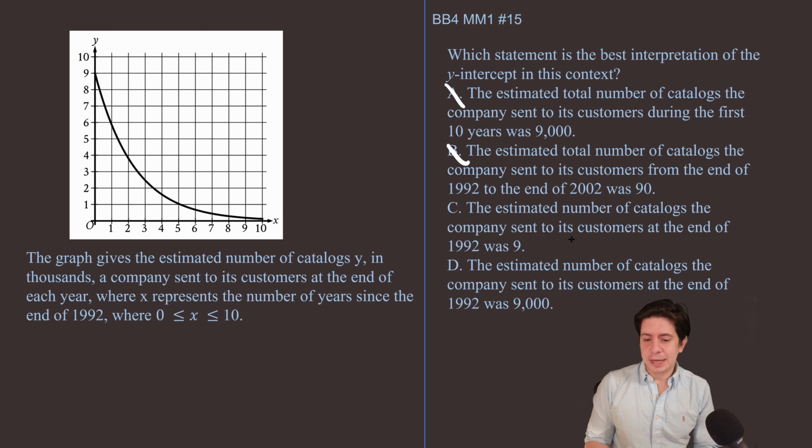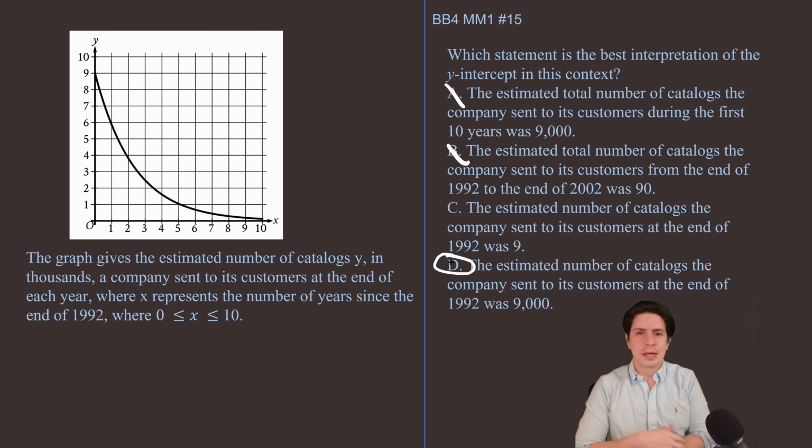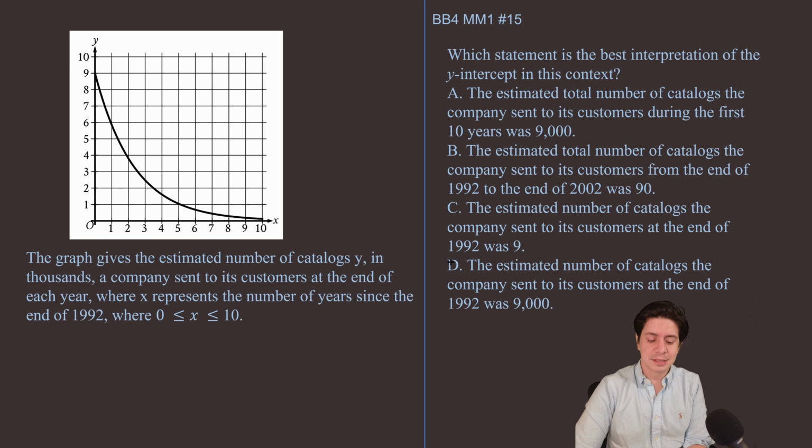The estimated number of catalogs the company sent to its customers at the end of 1992 was 9. That wouldn't be that because we're talking about thousands. That's the right idea, but the number is wrong. So then D, the estimated number of catalogs the company sent to its customers at the end of 1992 was 9,000. That is correct. Okay. So again, another conceptual question where we're not doing calculations. Those are pretty common on the SAT, and I think they throw people off because a lot of times they're not doing that much of that in their math class.